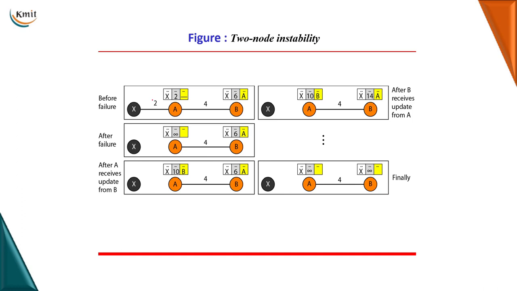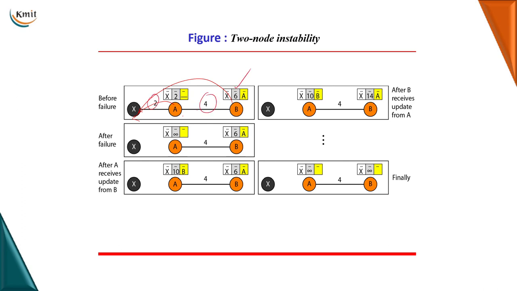Let us take a scenario before failure. Before failure, X is connected to A, which is connected to B. A thinks that it is connecting to X with a cost of 2. B is assuming that it can reach X via A with a cost of 4 plus 2, 6.